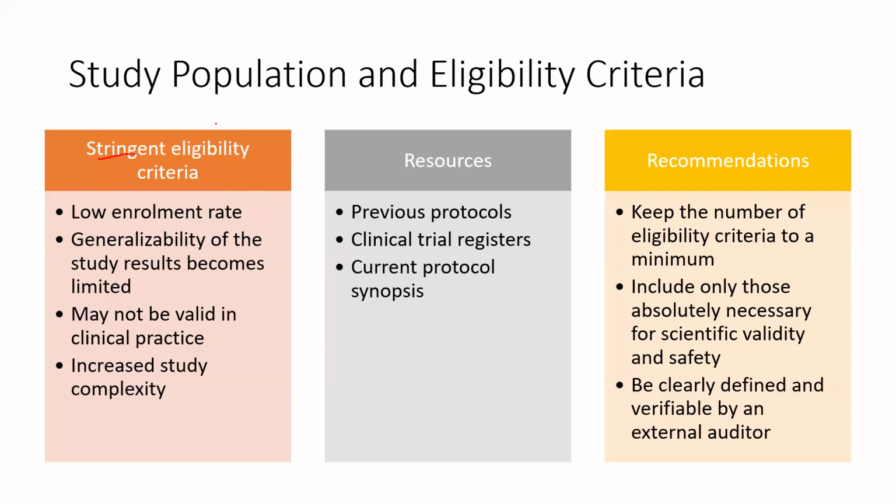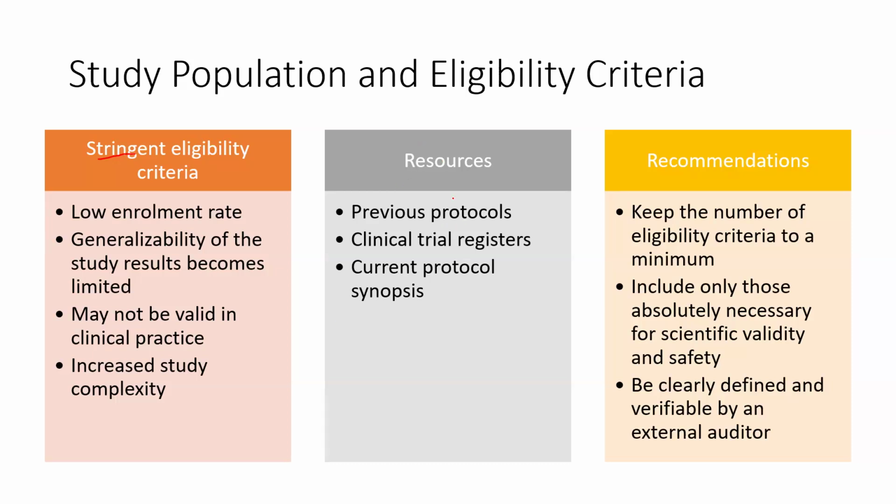So eligibility criteria is basically admission criteria: which population you are taking in your clinical trial. If it is a pediatric population, then again it is a vulnerable population. So you have to explain in your study protocol why you are taking a pediatric population.